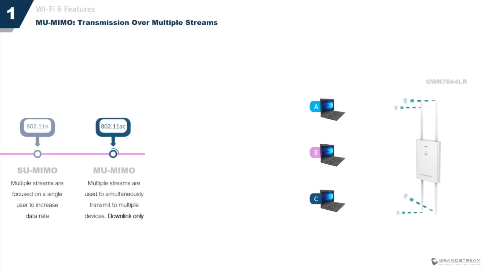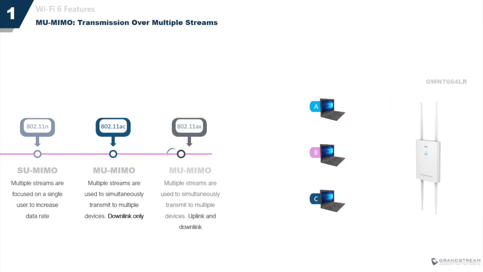The 802.11ac Wave 2 version improved the MU-MIMO technology by allowing the access point to communicate with multiple wireless clients simultaneously instead of just focusing on a single user. This is referred to as multi-user MU-MIMO. And in 802.11ac, this works only for downlink. Wi-Fi 6 improved this technology so it can be used for both uplink and downlink.